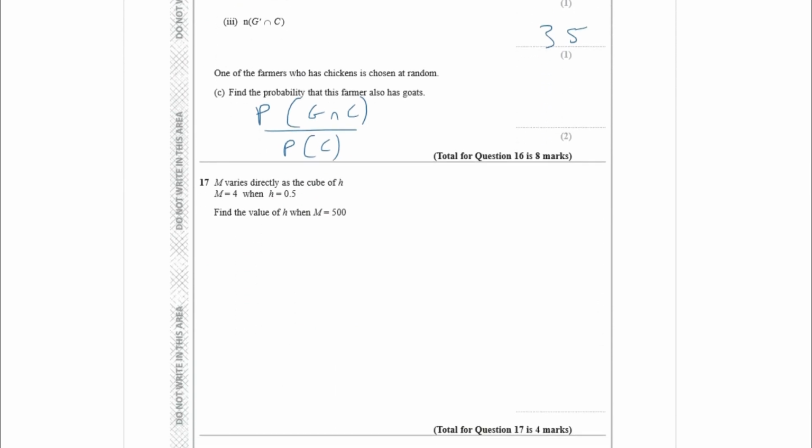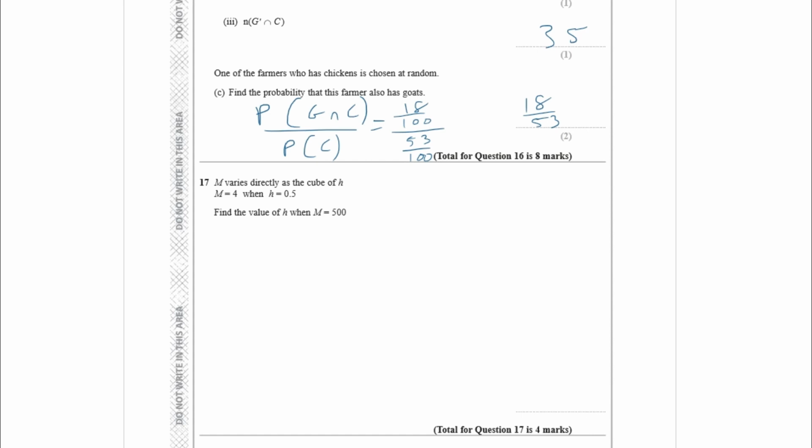So this is a conditional probability question, so we can just say 18 out of 53. Okay, wonderful. If you were to use the formula here, you could also say that this is the number of people who have goats intersection chickens, so 18 out of 100 divided by the probability of chicken, which is 53 out of 100, and you would find the same result.